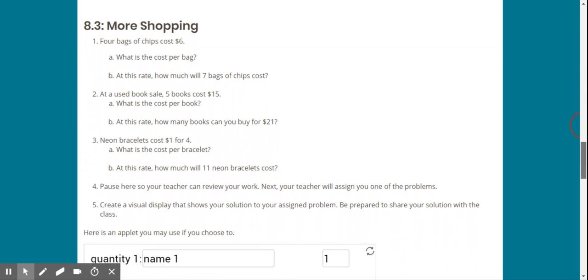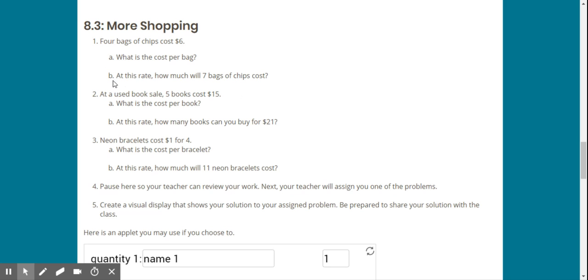Here you're doing the same kind of thing, except you're going to have kids represent in a visual presentation one of these. So I would assign their group after you've checked their work on one of them. So let them pick, start working through the first 3. It says on number 4 to pause and let the teacher check your work.